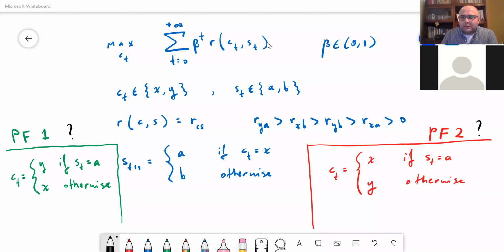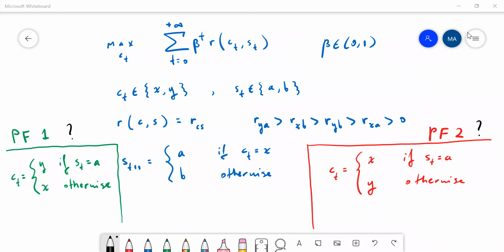So this is an interesting example. First, follow the blue parts. Okay, there's a problem here. A reward function is R. So this R depends on your control variable CT and your state variable ST.